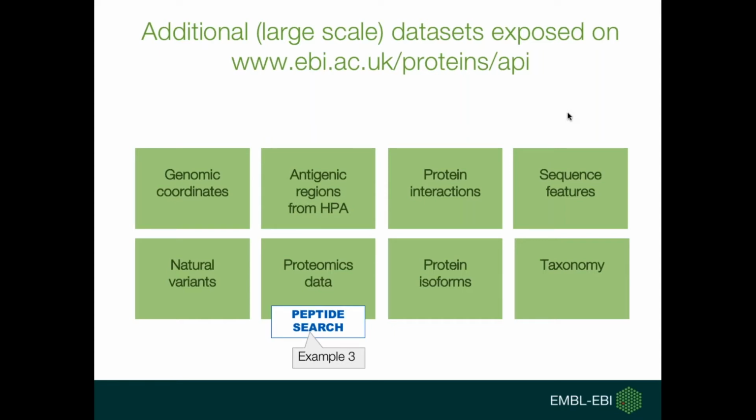The services also provide access to antigenic regions mapped onto human proteins imported from another resource, data about protein interactions, sequence features, natural variants, proteomics data, protein isoforms, and taxonomy as it is used in the UniProt Knowledgebase. We'll use one feature of the proteomics data services as an example here because it allows us to emulate the peptide search, which is a tool available on uniprot.org, but not exposed programmatically there.